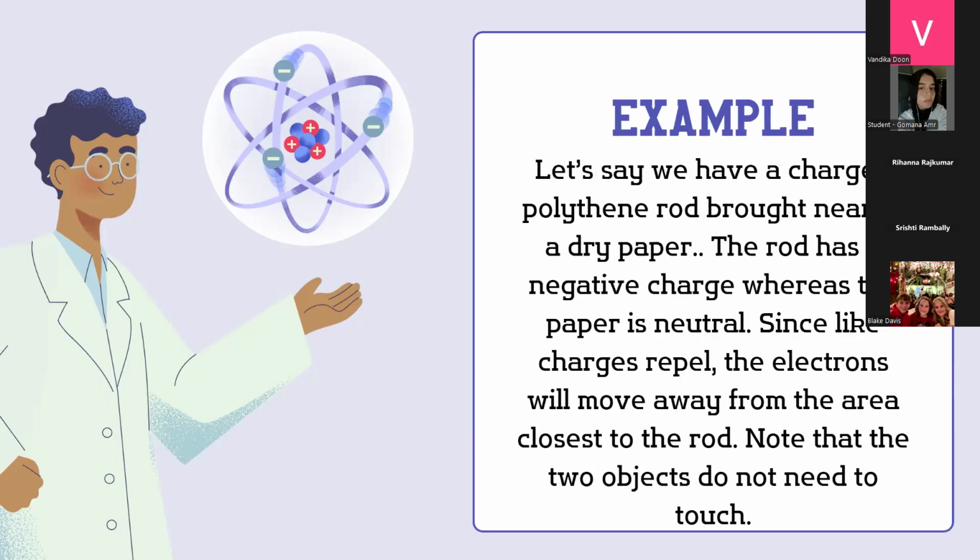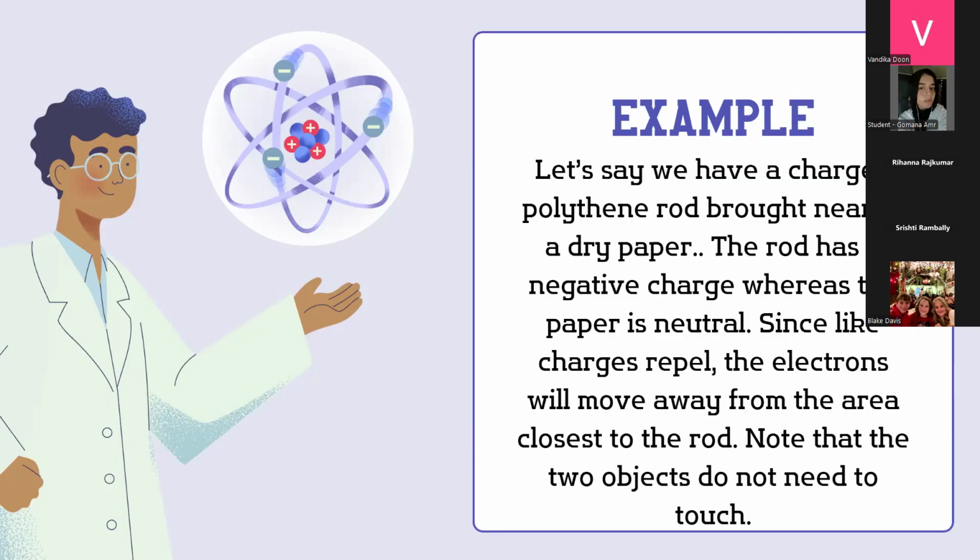So I have some examples, and you would find that these are things you encounter in your everyday life. Let's say we have a charged polythene rod, and if you were to bring that near to a dry paper, no, not touching, but just near to it, the rod would have a net negative charge, whereas the paper will be neutral. So, as I mentioned before, when it's neutral, equal number of positive and negative charges.